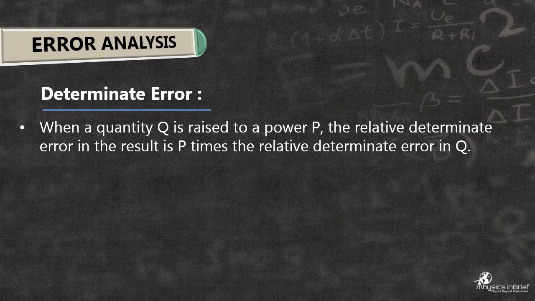When a quantity Q is raised to a power P, the relative determinate error in the result is P times the relative determinate error in Q.